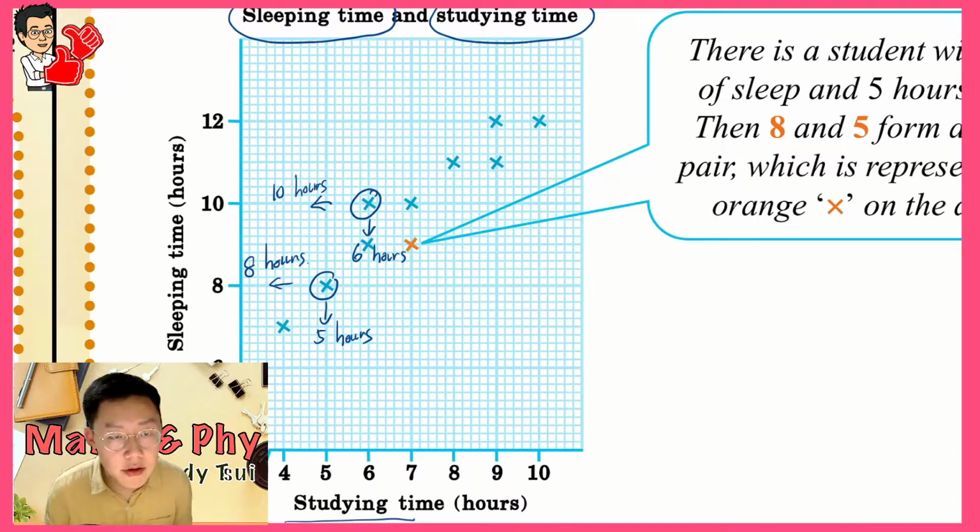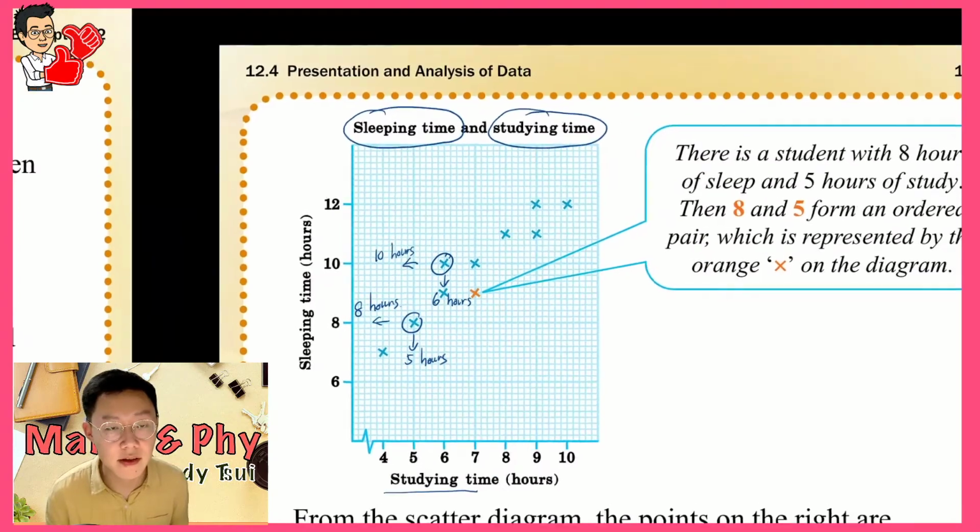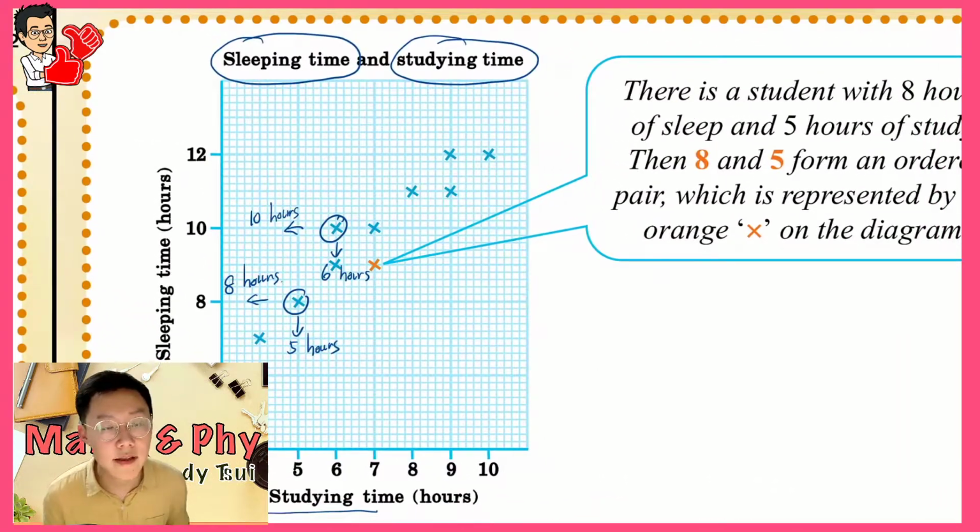Alright, now you can see the points at the right hand side are relatively higher than the points at the left hand side. This shows you that the more the starting time, the higher the sleeping times. That means while the starting time increases, the sleeping time is increased as well. This is what this scatter diagram can show you, and this relationship is the positive relationship.